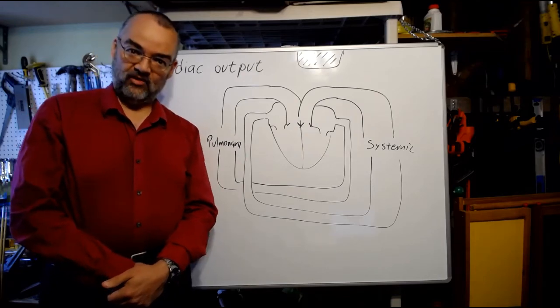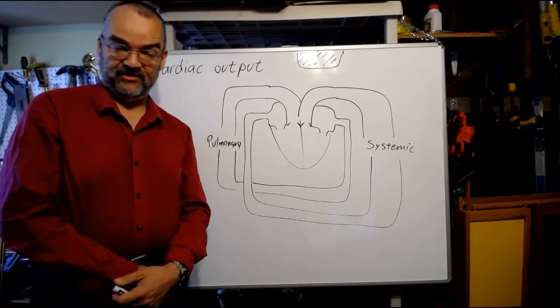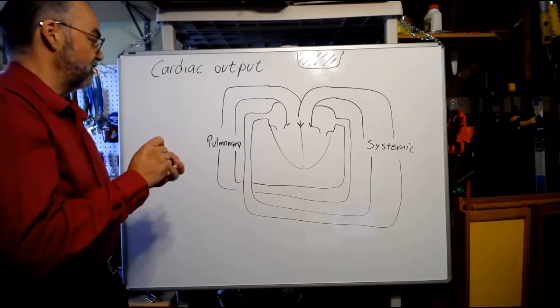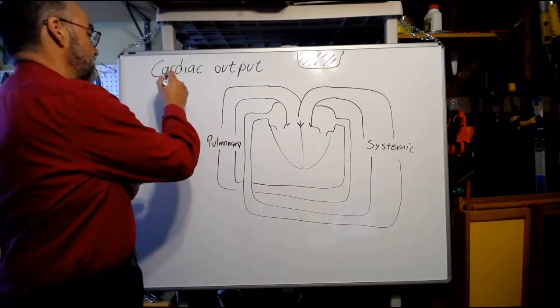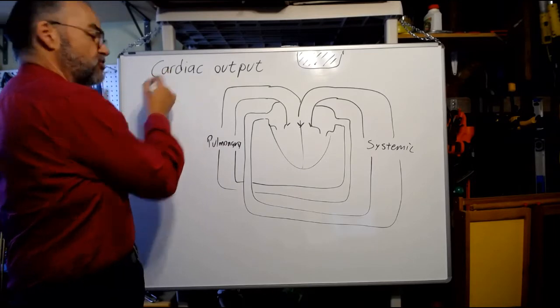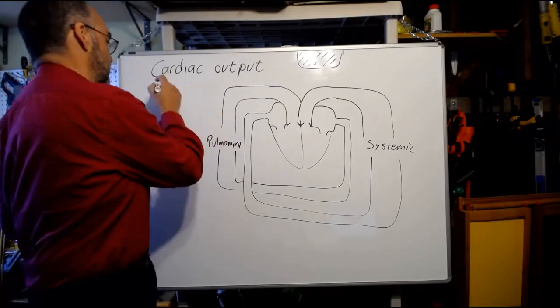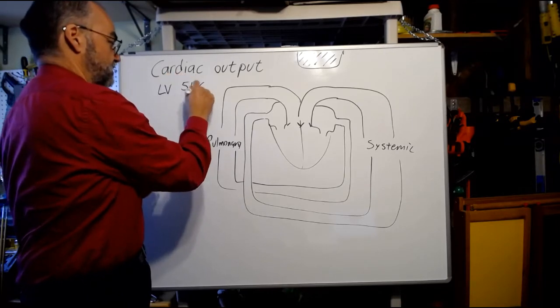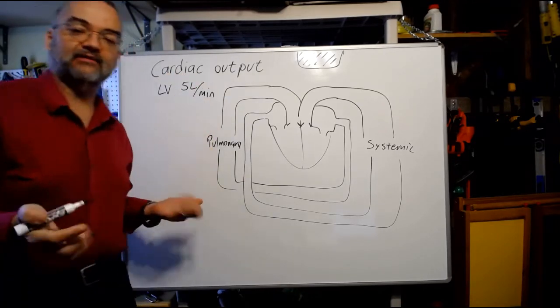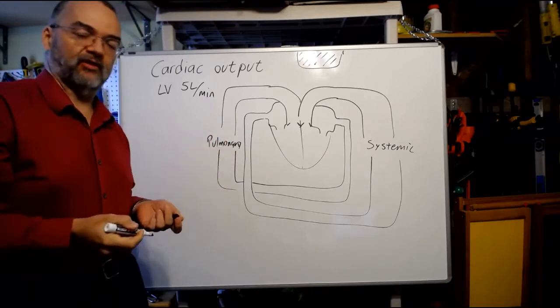Hi, we're now going to talk about cardiac output. So cardiac output is the amount of blood that the heart puts out in a given amount of time. Usually we talk about one side or the other, so we might say the left ventricle output is, let's say, 5 liters per minute. That would actually be fairly typical.